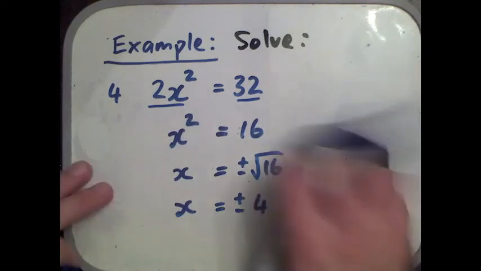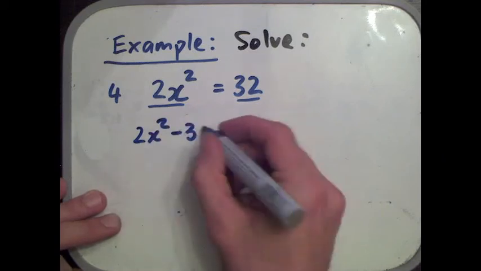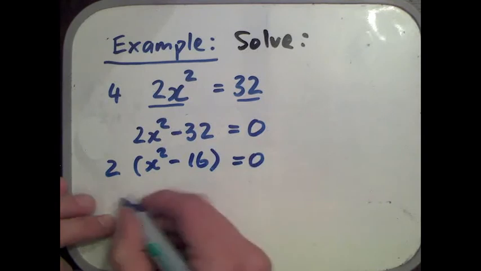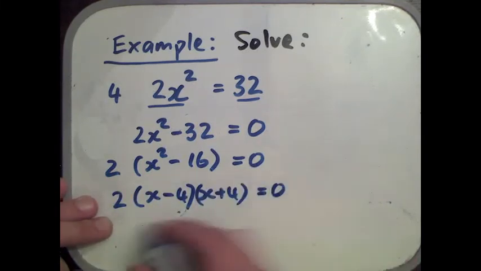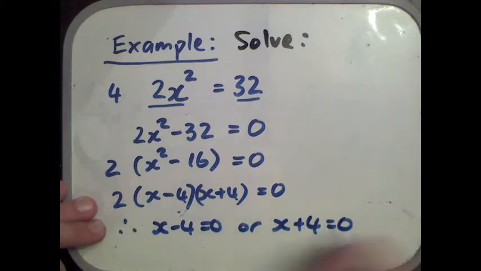Alright, now there is a different way of actually doing this example, so let's look at it. 2x squared take 32 is equal to 0. Therefore, factorize 2 out to get x squared take 16. Factorize x squared takes 16, and then we solve x take 4 equals 0, or x plus 4 equals 0.